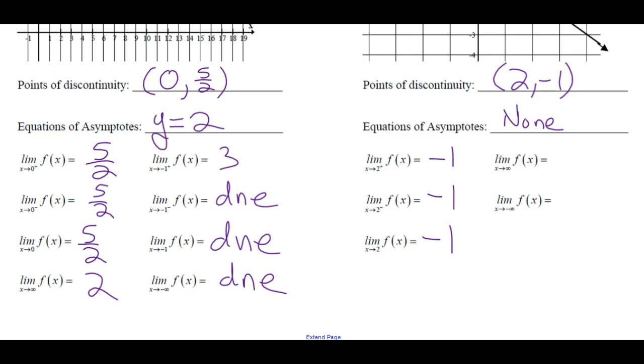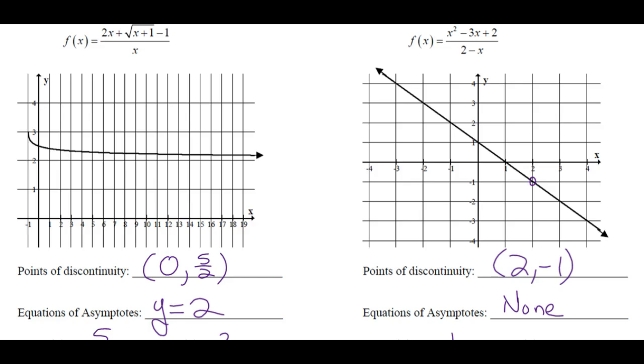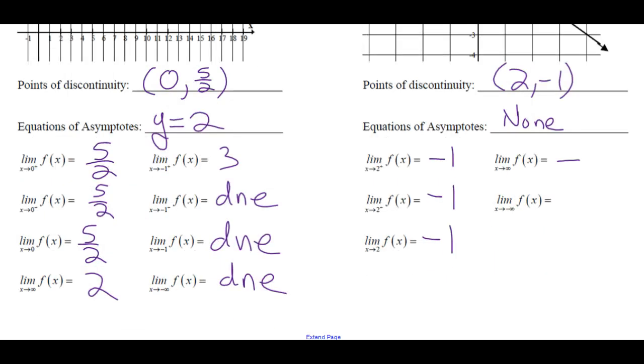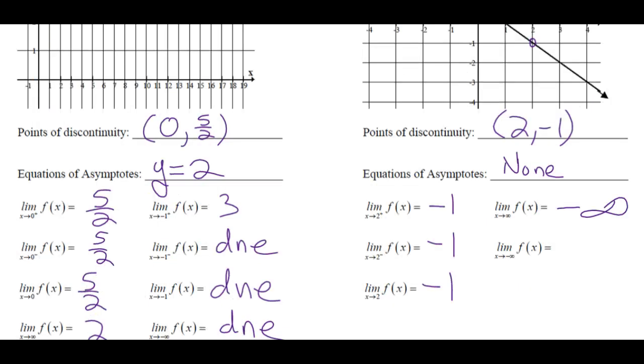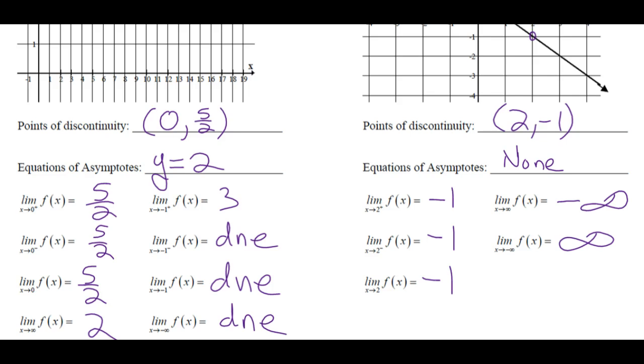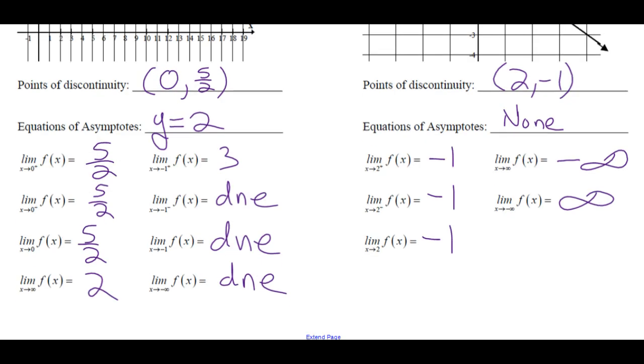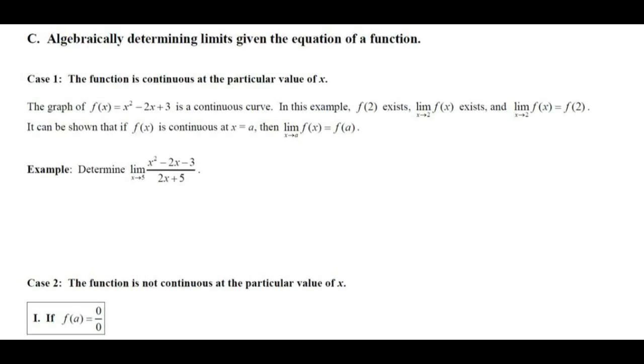Limit as x approaches infinity, so as x gets really, really large, where is f of x going? Negative infinity. And the limit as x approaches negative infinity, positive infinity. Okay. Yeah, good. Question? No?